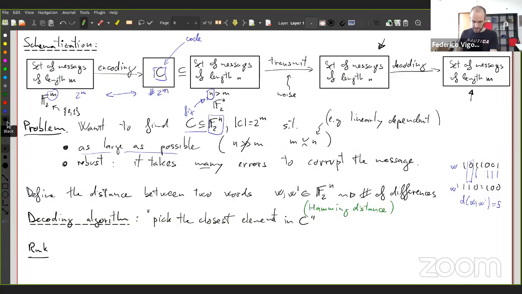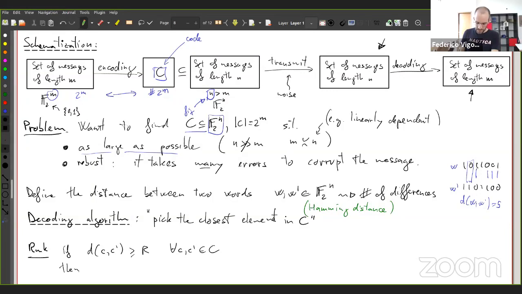Okay, now that you've seen this decoding algorithm, note that if you know that the distance between any two elements in the code is at least r, then this means that the code can withstand at least r/2 errors.